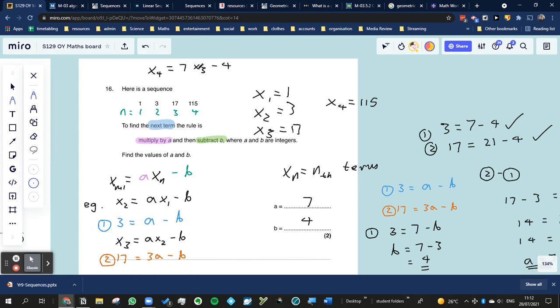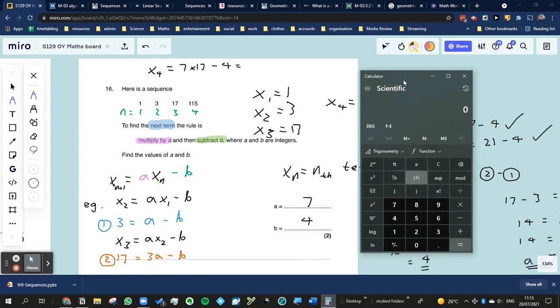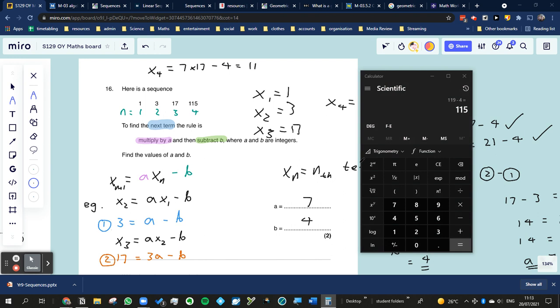And x3 we know is 17. So 7 times 17, take away 4. Well, it looks good because it's going to be a big number. Let's do that on the calculator. So I've actually got a calculator on the screen right now, but you can't see this because I'm not showing my screen. But you will when you rewatch it. So 7 times 17 is equal to 119. Take away 4, and it does equal 115.